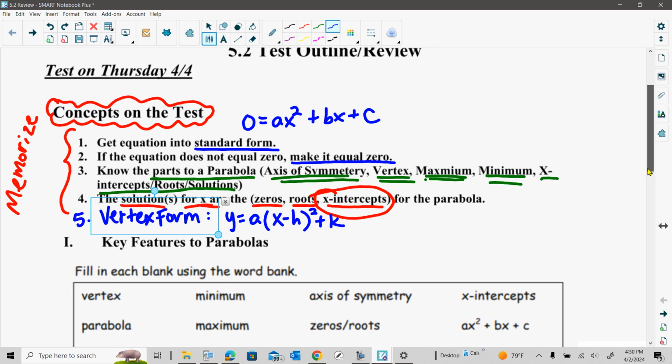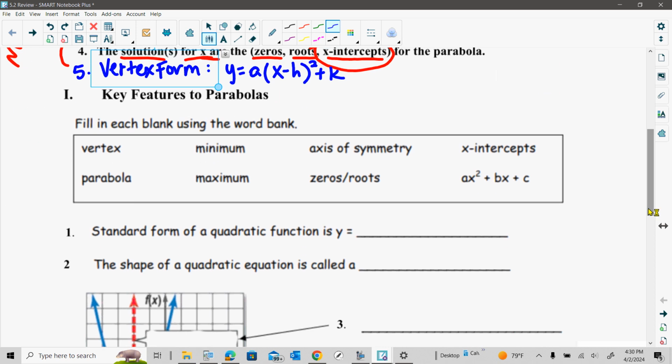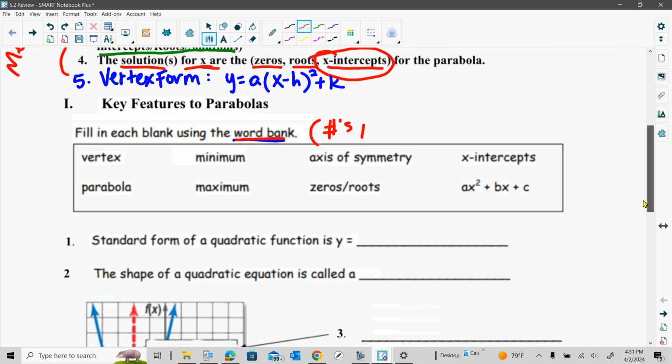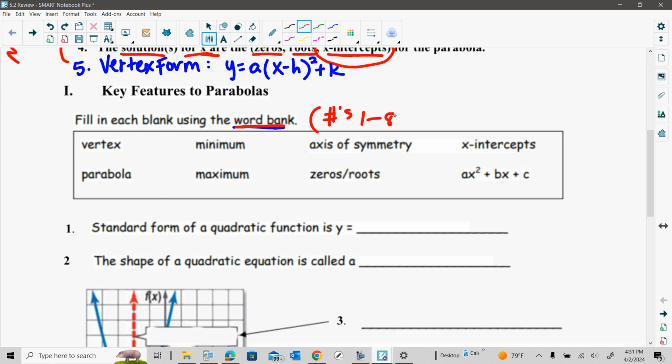All right, so in this first section, it just wants you to identify the key features on a parabola when given a graph or given a description. So this is your word bank, and this is for our first problems, 1 through 8. Once we use one of these words to answer the question, we will not repeat it. We can scratch it off.